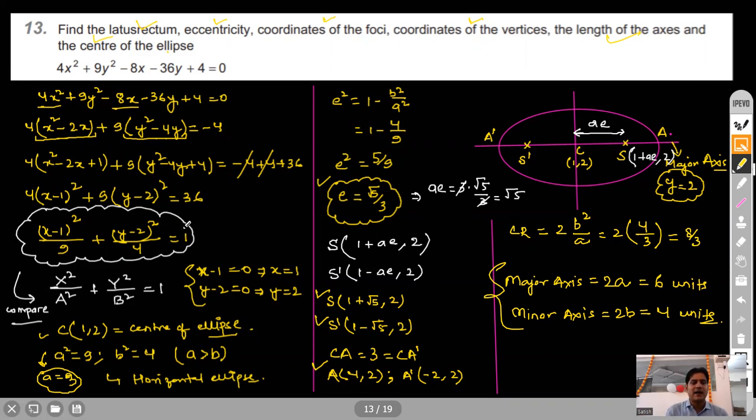What I have done is, I first changed the equation into a nice looking form, or we can say a standard form, so that we can compare with the standard form of the ellipse, right?